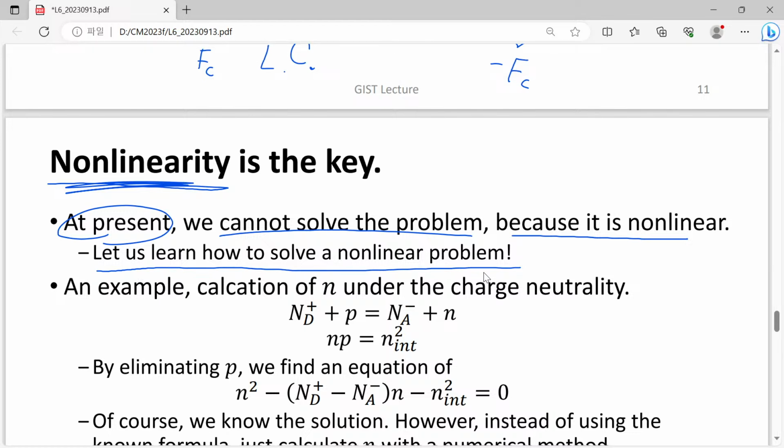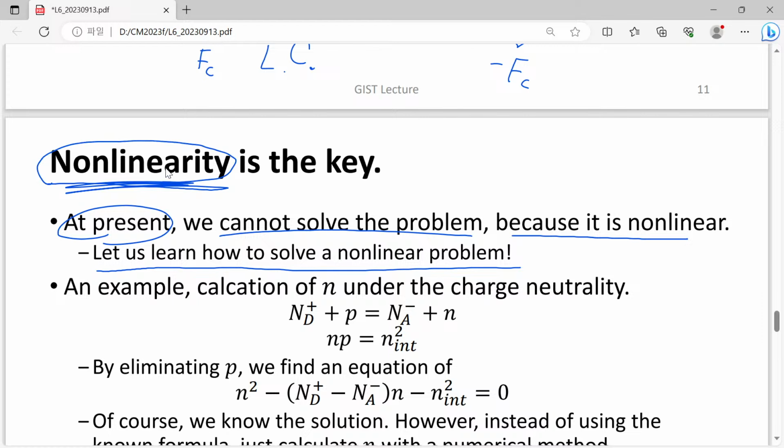So actually, solving nonlinearity, or solving the nonlinear problem, is the central problem of computational microelectronics, because every realistic problem is nonlinear in this field. So please note that solving nonlinear problems is really important in this work.